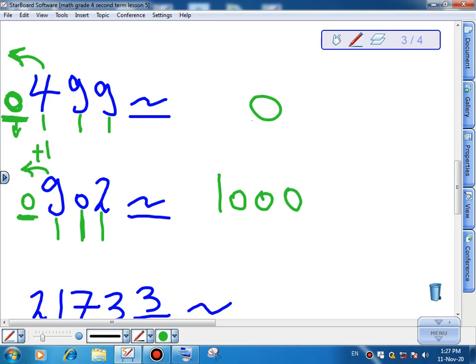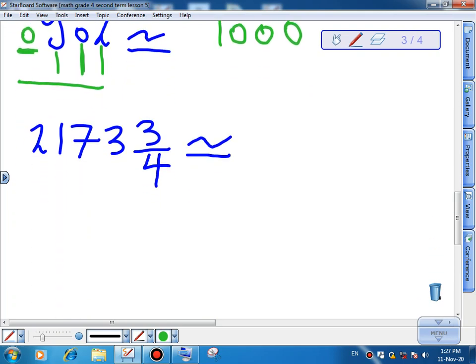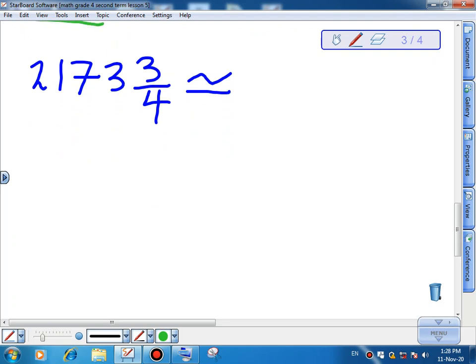In the first one, 499 to the nearest thousand, I make it 0 because the hundreds place is a weak number. But in the second one, 902, when I approximate this number, it will be 1,000 because the hundreds place is a strong number. That is the difference between a strong number and a weak number: increase or not increase. Okay? The last one, 2,173 and 3/4. We need to approximate this number to the nearest thousand.